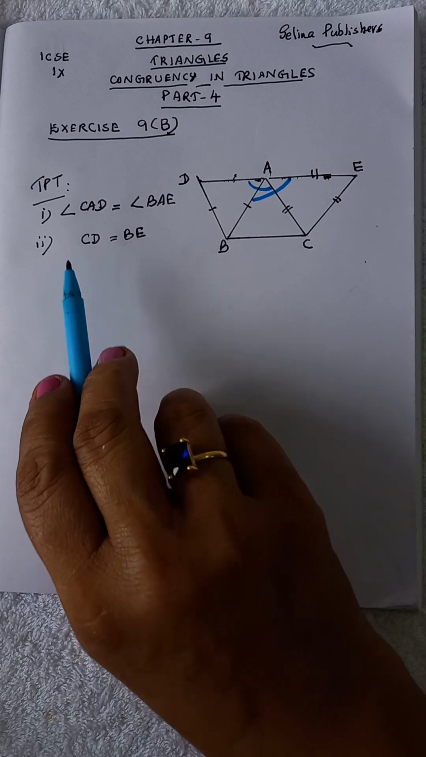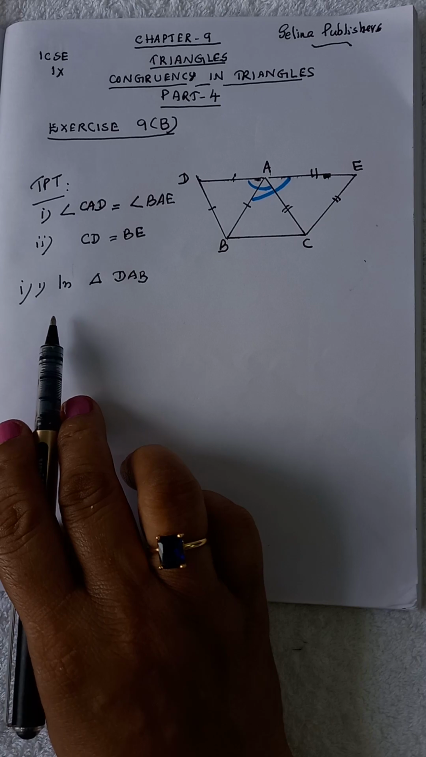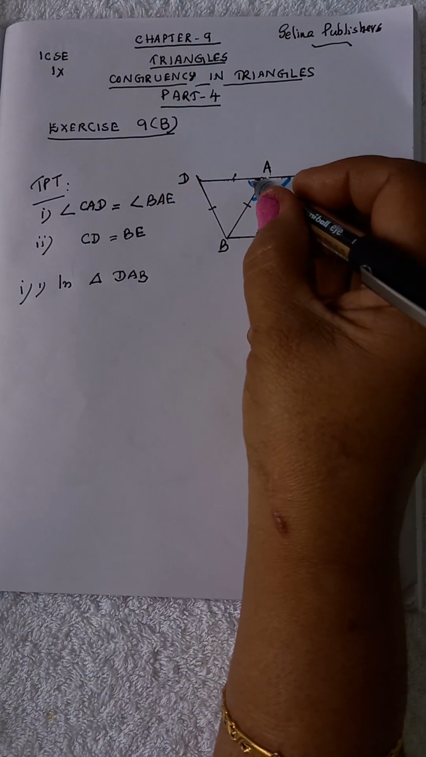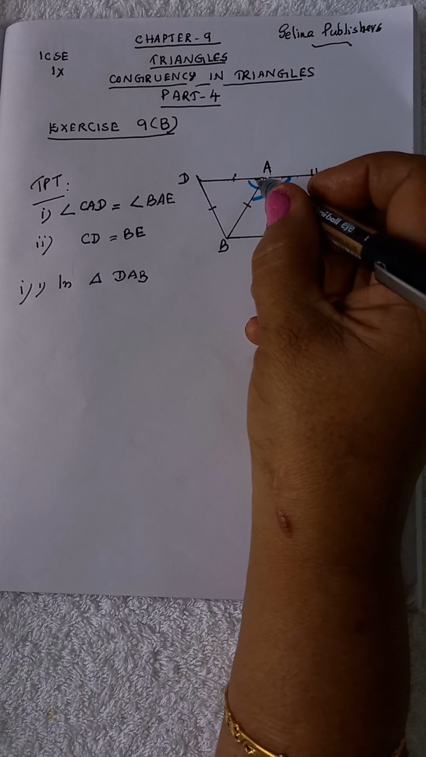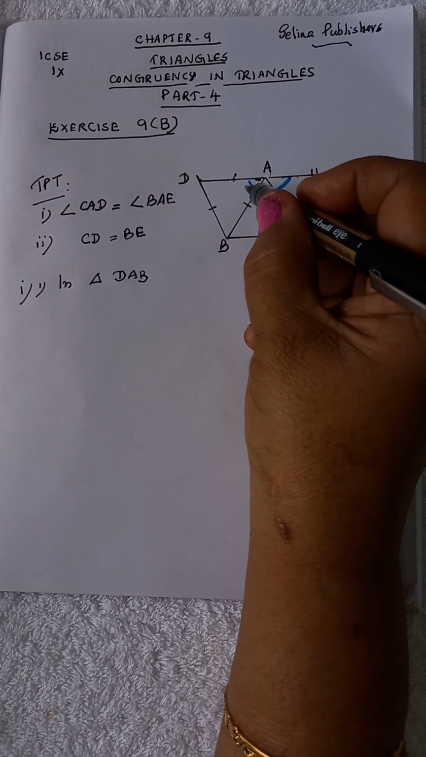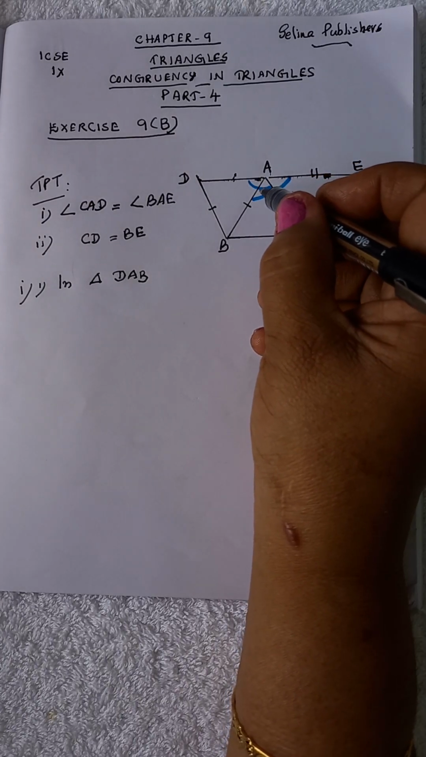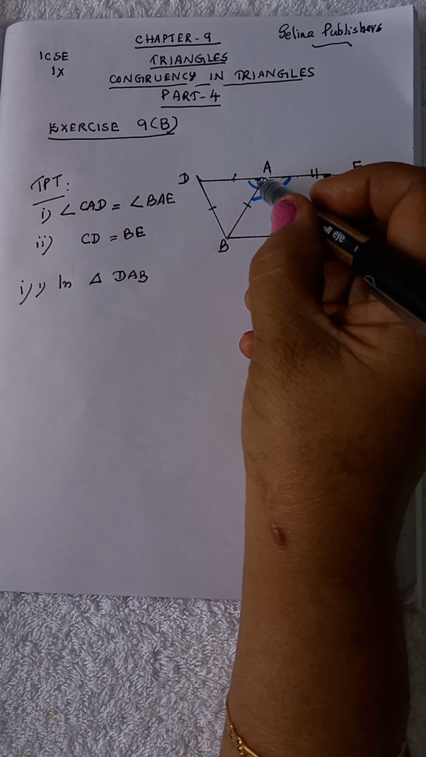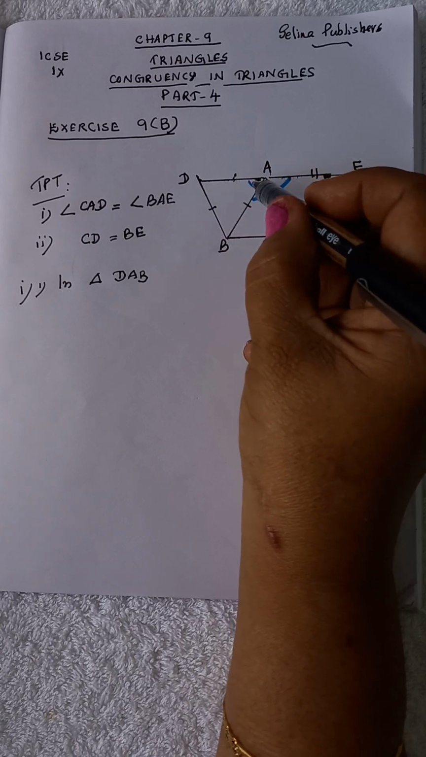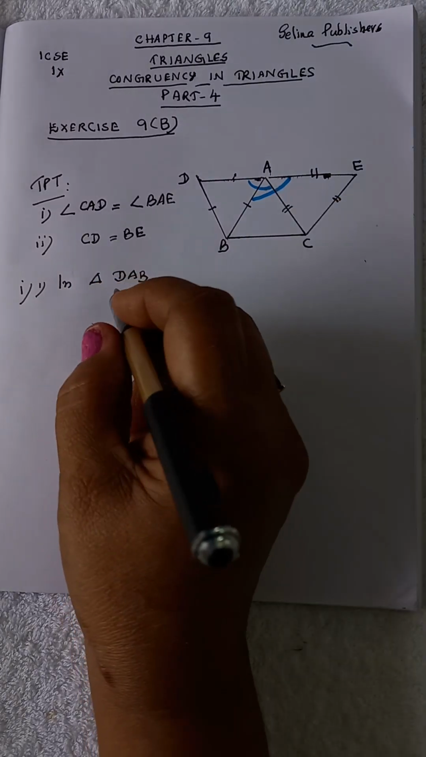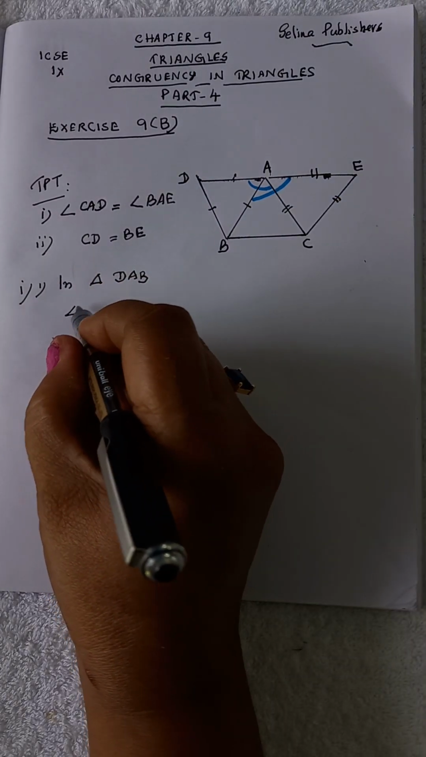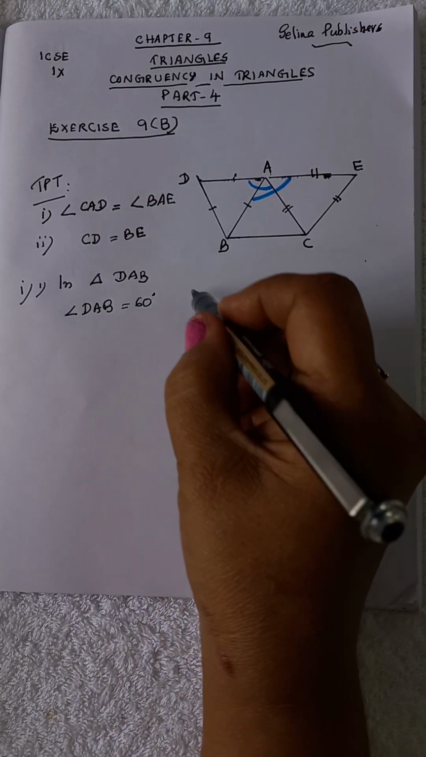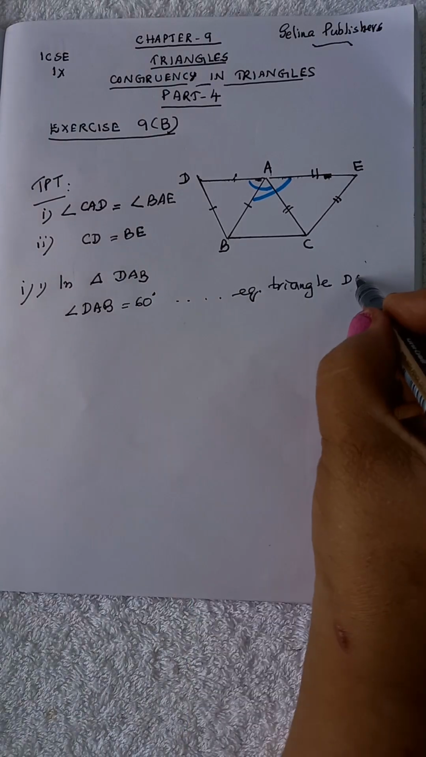So first of all, the first part of the question. In triangle DAB, that is the first point. What is angle DAB? That is 60 degrees, because DAB is an equilateral triangle. All sides are equal and each angle is 60 degrees, so 60 plus 60 plus 60 gives 180. In triangle DAB, angle DAB is equal to 60 degrees. Reason: equilateral triangle DAB.